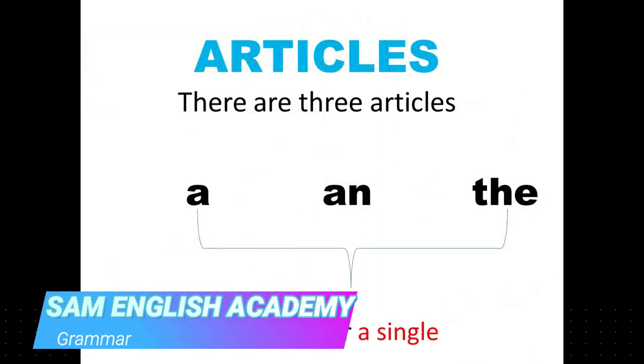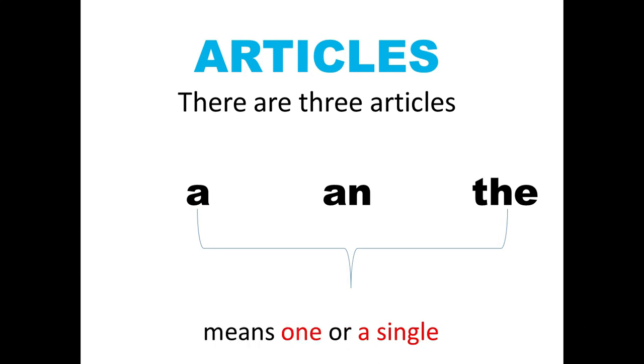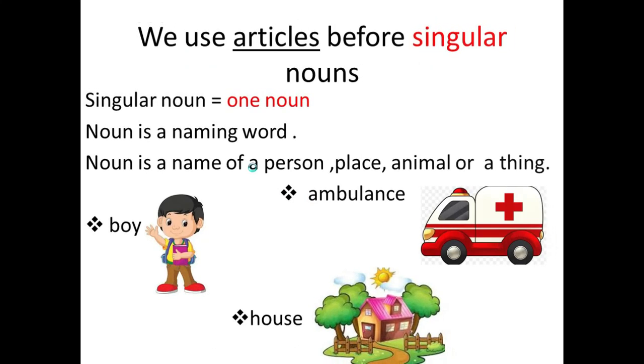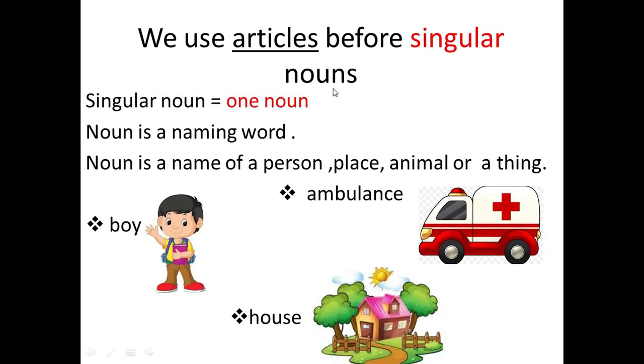There are three articles: a, an, and the. A and an are called indefinite articles, whereas the is called the definite article. Where we use them, we are going to see. We use them with nouns, and we use a and an before singular nouns. When you talk about one thing, one noun, then you use the articles a and an.